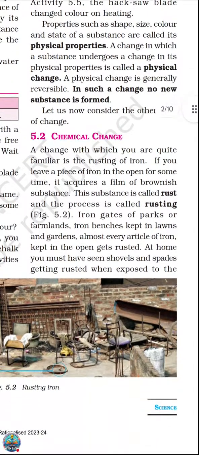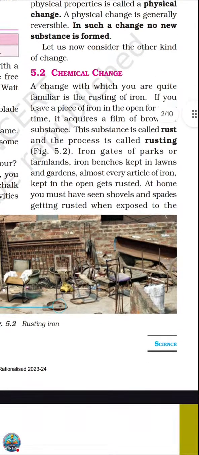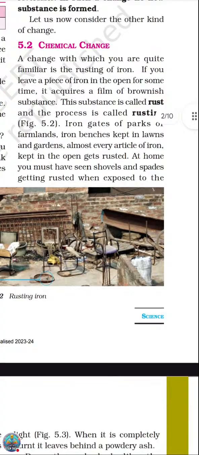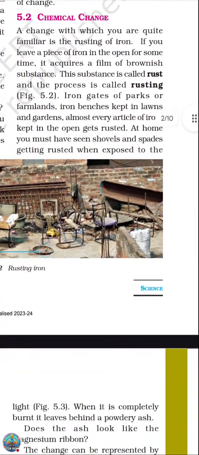A change with which you are quite familiar is the rusting of iron. If you leave a piece of iron in the open for some time, it acquires a film of brownish substance. So here there will be a brownish coating on the iron article. That is called rusting, and that brownish part is called rust. Iron gates of a park or farmland, iron benches kept in the lawn or the garden, almost every article of iron kept in the open gets rusted.